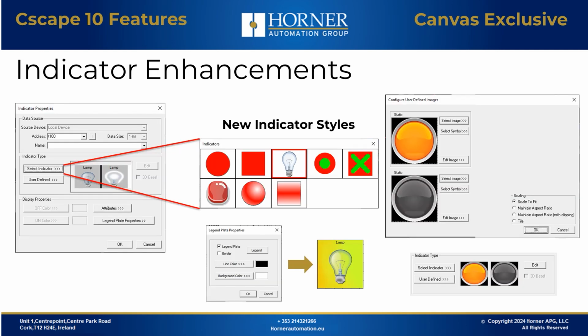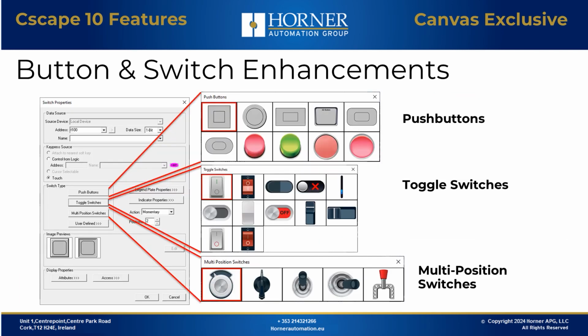For indicators such as pilot lights, you now have more style and indicator property options. As well as this, there is now a user-defined indicator option with Canvas and Cscape 10. So you can choose what the image looks like for a user-defined indicator when the indicator or the variable is on, and what it looks like when the variable is off. There are now also a lot more options for all types of buttons and switches, such as push buttons, toggle switches, multi-position switches, and selector switches, with more styles than ever before to choose from.